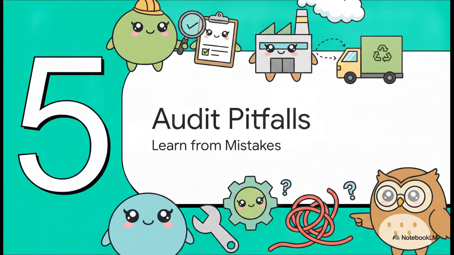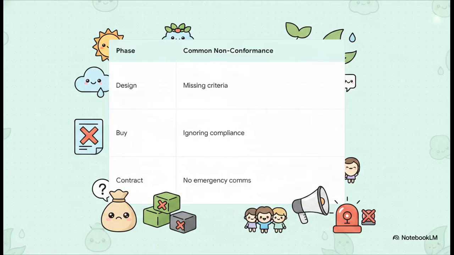All right, bringing it home with Section 5, Avoiding Common Audit Pitfalls. Learn from mistakes. Now, what's really interesting about this slide is seeing exactly where systems break down. I want you to view these common audit findings as cautionary tales for your own workflows. Look at the design phase. Auditors are constantly finding missing environmental criteria right there in the engineering specs. Over in procurement, the non-conformance is almost always selecting a supplier based solely on cost, while completely turning a blind eye to a terrible compliance history. And in contracting, the most common failure, it's bringing external personnel on-site without ever communicating emergency procedures to them.